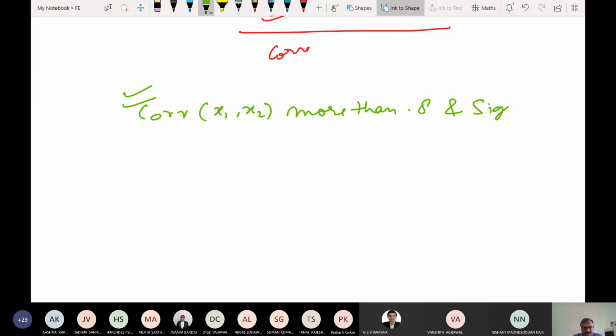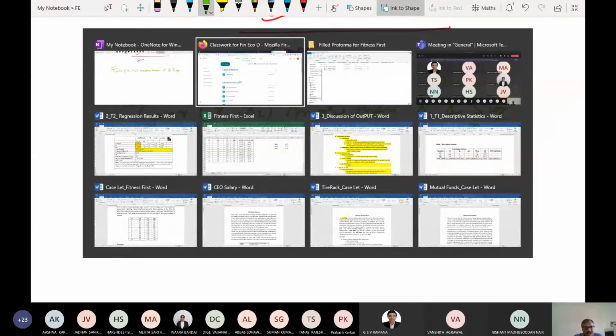If it is more than 0.8 but not significant, which is not usually the case, you will find that when the correlation coefficient is more than 0.8, in 80-90% of occasions it would be significant, because the significance of the correlation coefficient is designed in such a way that a higher value has more probability of being significant. So technically, if the correlation between independent variables is more than 0.8 and significant, then only there is a problem of multicollinearity.